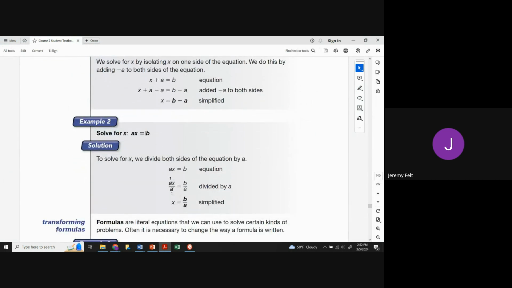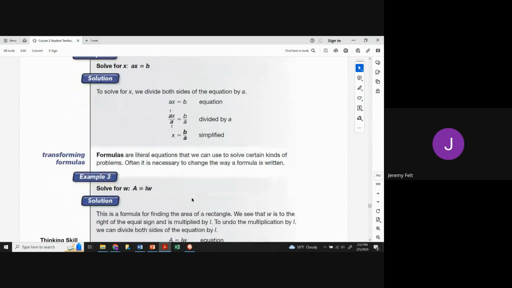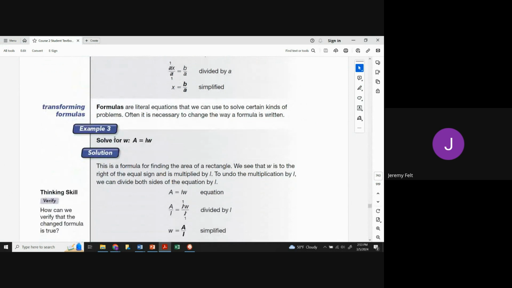Okay, ax equals b. If we want to be x, well, this is multiplication, so we need to divide both sides by a. X equals b over a. We use area equals length times width for solving formula of a rectangle. Let's say we know the area and the length, and we want to find the width, and we could do that by manipulating our equation. We have A equals length times width, divide both sides by L. It's going to give us A divided by L equals W.